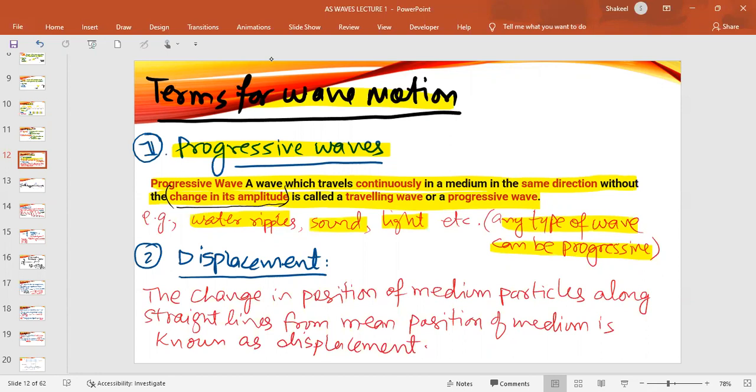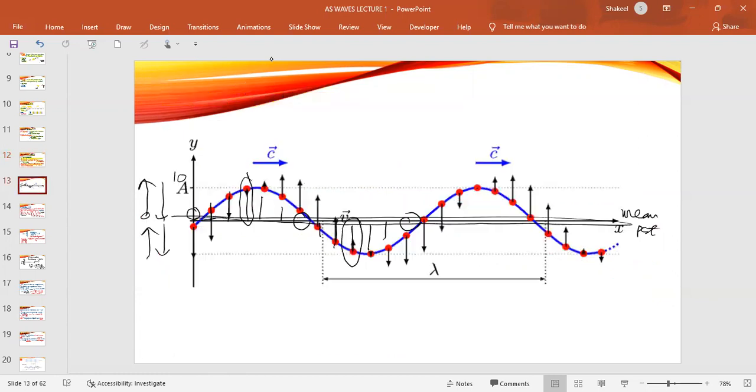Okay, the next thing is displacement. What is displacement? It is the change in the position of medium particles along straight lines after passing from the mean position of the medium. Let's say when the wave comes, the particles are displaced from their position and they go up or down. That is known as displacement.